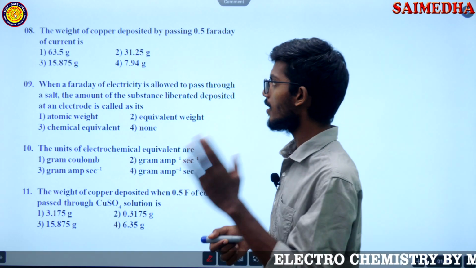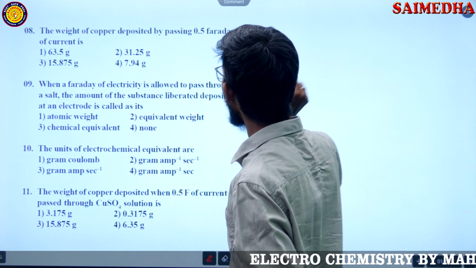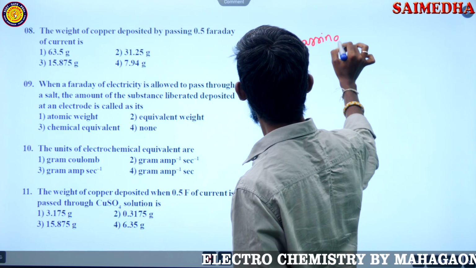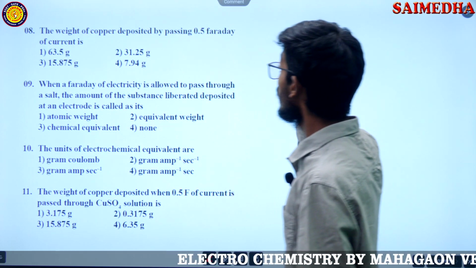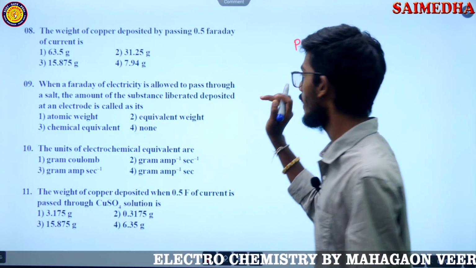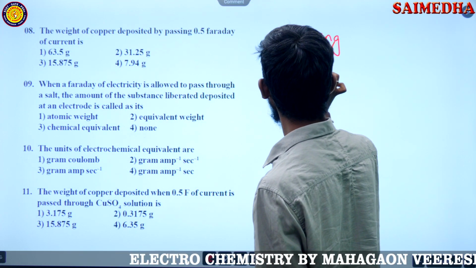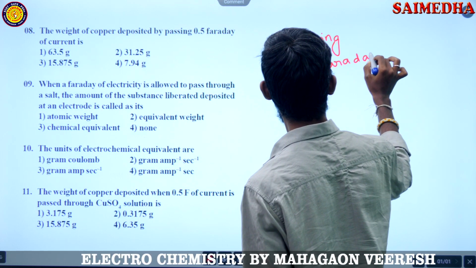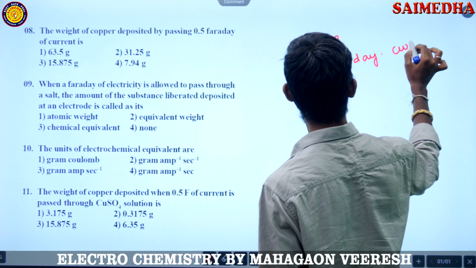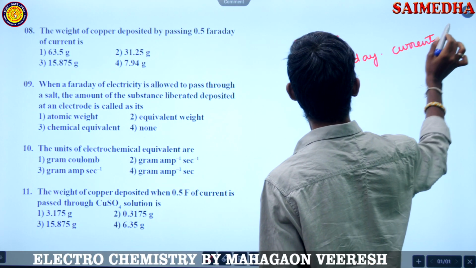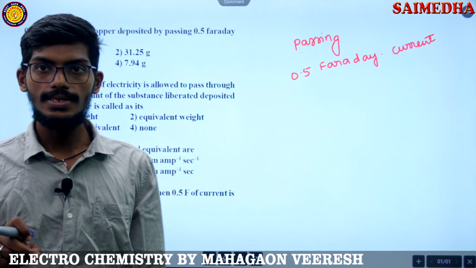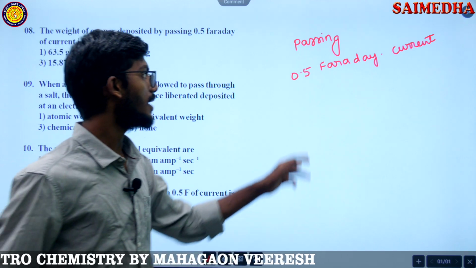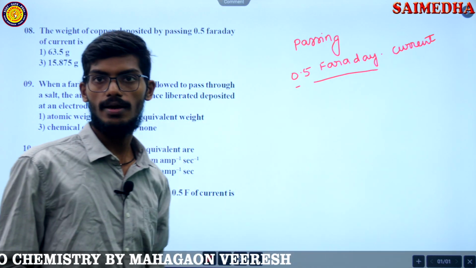So the weight of the copper deposited by passing what? Passing how much? He's saying 0.5 Faraday, passing 0.5 Faraday of current. Is that clear? So what he's saying is the weight of the copper. How much copper is deposited by passing this much amount of current, right?